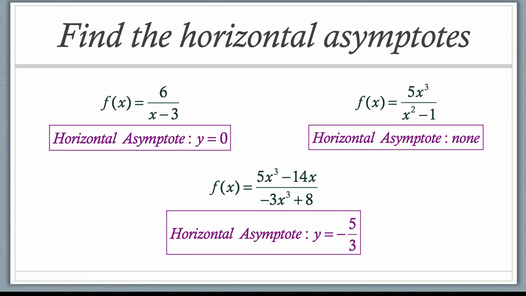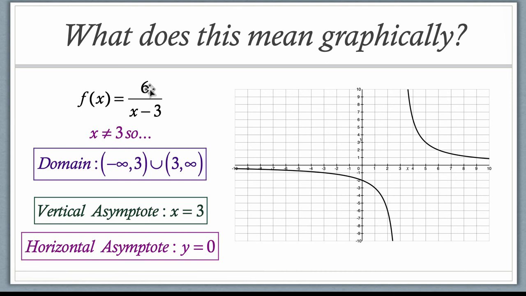The last thing that I want to look at is, what does this mean graphically? What are these asymptotes going to show me? How is the domain going to look? So I'm going to go back to that first example because there's a lot of information there. I have 6 over x minus 3. I know my domain is from negative infinity to 3 and 3 to infinity. So I'm going to have a vertical asymptote at x equals 3. We could see right off the bat that our function is split into two because of that vertical asymptote. If I had two asymptotes, I would have three pieces of this graph. The more asymptotes, the more the graph can be broken up.